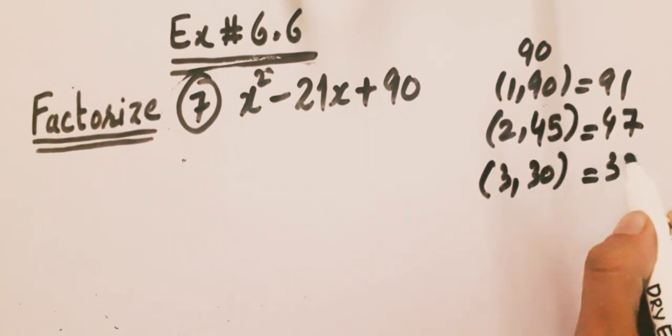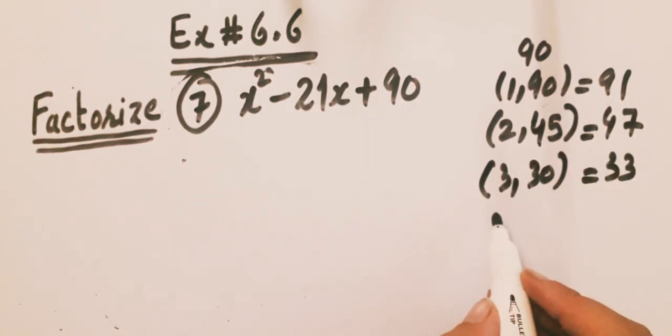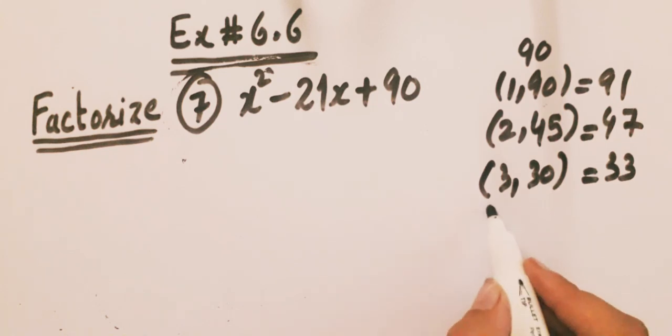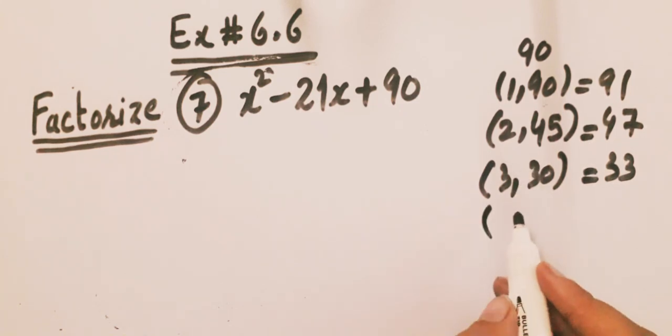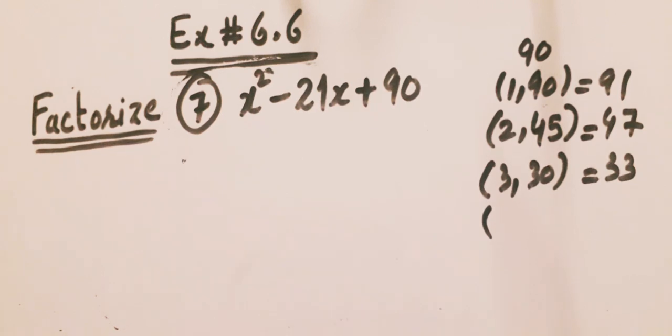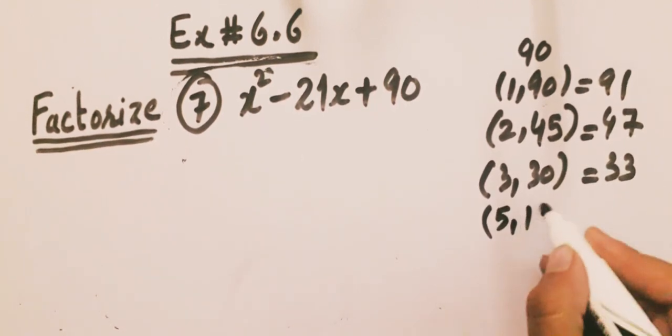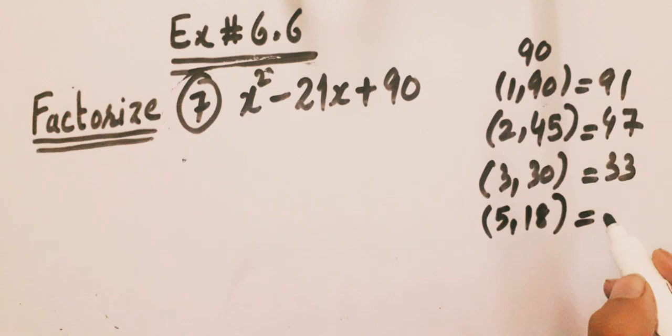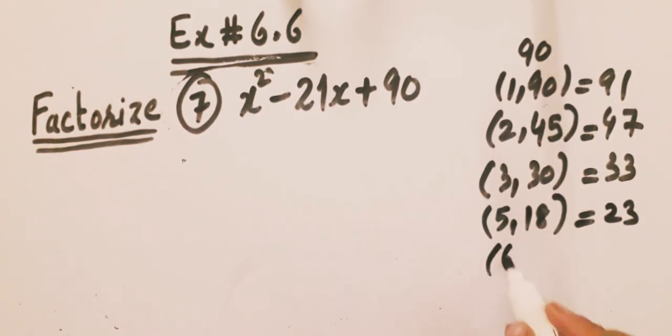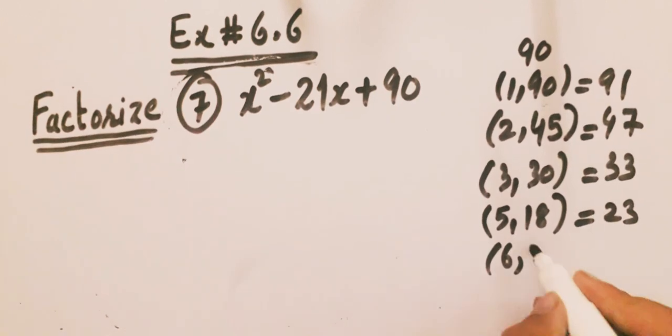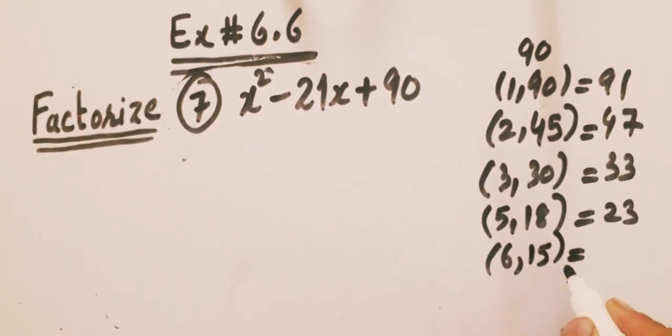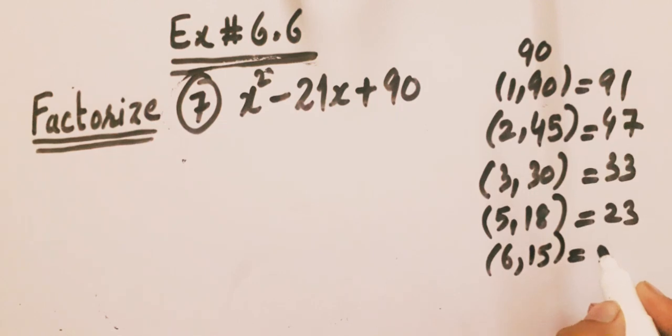33, and when 90 is divided by 5, 18. So 18 plus 5 is 23. So when we divide 90 by 6, we will get 15. So 15 plus 6 is 21. So this is the right factor.